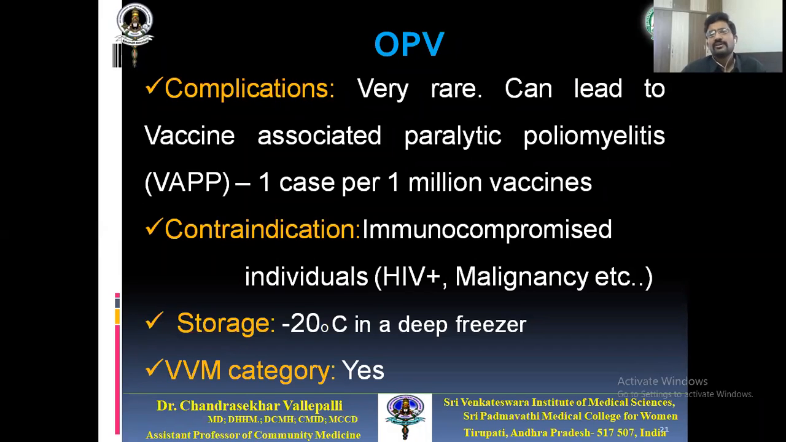Okay. Then what are the different contraindications for giving this vaccine? So again, a common thing, that is immunocompromised individuals, that is, those who are suffering with human immunodeficiency virus or malignancy, leukemia. So these are the different contraindications for this vaccination. Then at what temperature do we have to store this vaccine? Again, this vaccine should be stored in the deep freezer, at a sub-zero temperature, that is minus 20 degrees centigrade. This is the optimum temperature for maintaining this vaccine. Again, whether there is a vaccine vial monitor.